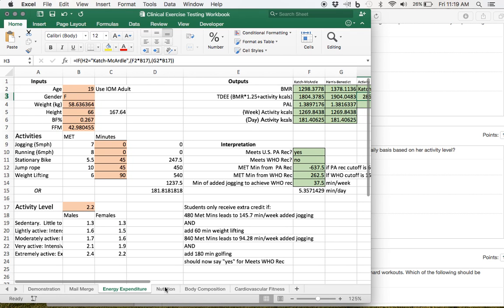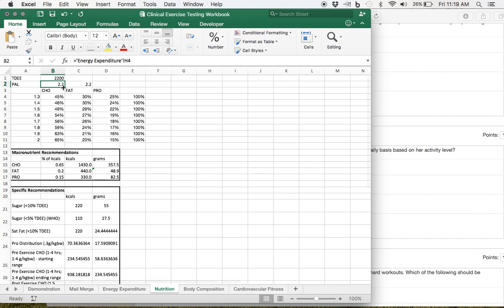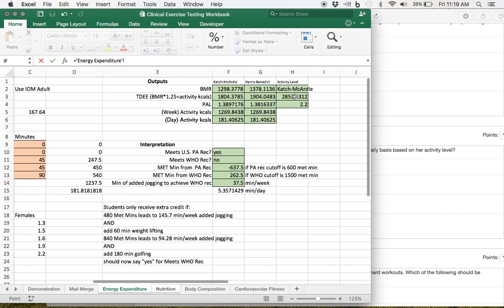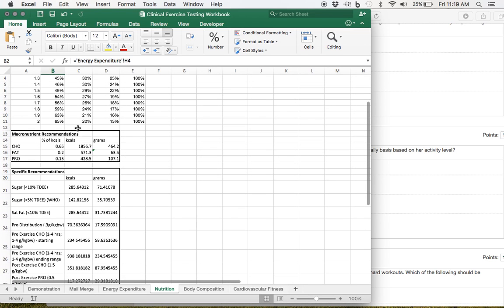So what do we have to do here? Well, we have to carry over some information. We know that her PAL score is 2.2, so that stays. And then we can carry over her total daily energy expenditure from, say, right here. That's our answer. And then what this is going to do is filter through, actually it's going to go through really the 2 here, because it doesn't even go up to 2.2, but we're just going to keep the same values.